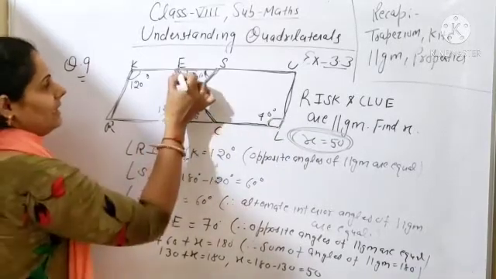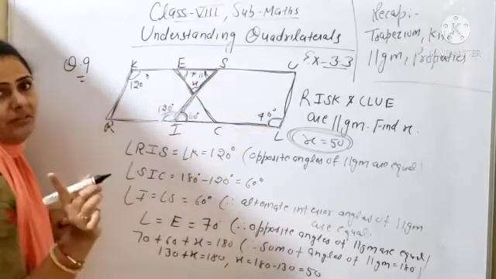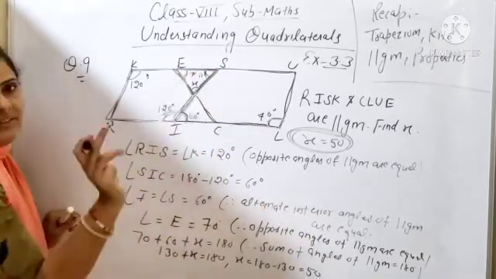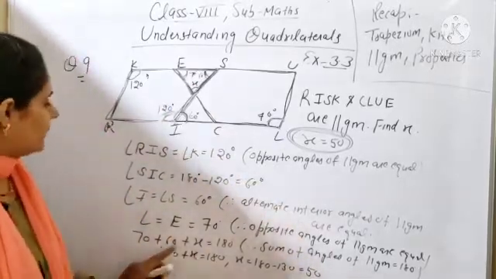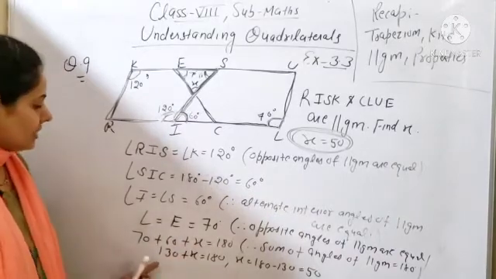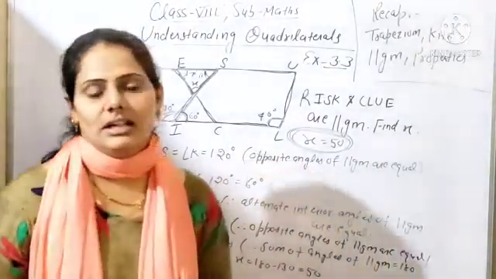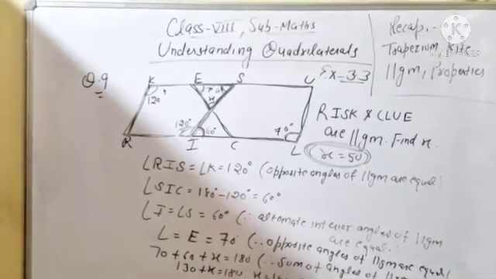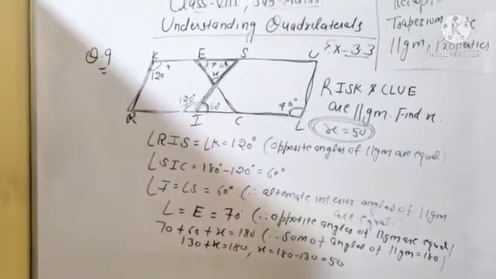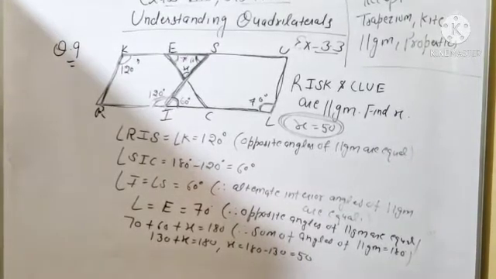Now you can see this one is making a triangle. In this triangle, the sum of all the angles of a triangle will be 180 degree. Two angles are given, 70 and 60, and the third one is x. So you can easily find out the value of x. 70 plus 60 plus x is equal to 180. So 130 plus x is equal to 180. So what will be the value of x? 180 minus 130. So you will get the value x is equal to 50. Clear? x is equal to 50.